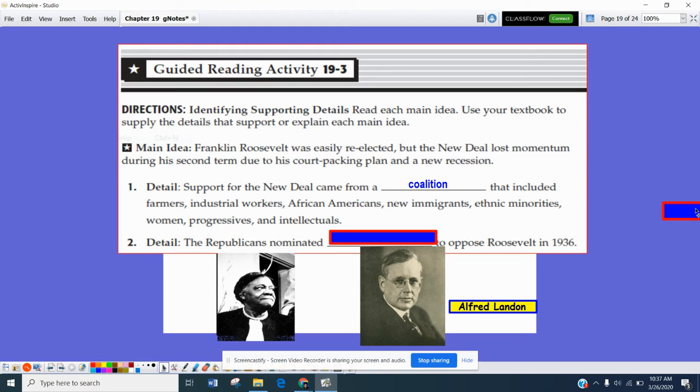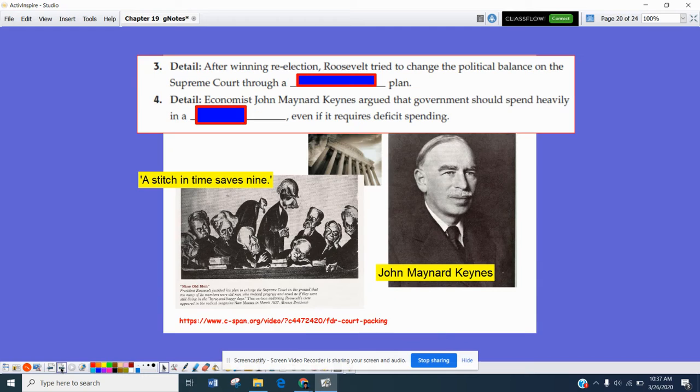And among those people who were not necessarily too happy with what FDR was doing were the Republicans. They nominated Alfred Landon, the governor of Kansas, to oppose Roosevelt in 1936. Needless to say, Landon did not gain the momentum he needed to take on Roosevelt, and obviously Roosevelt was reelected.